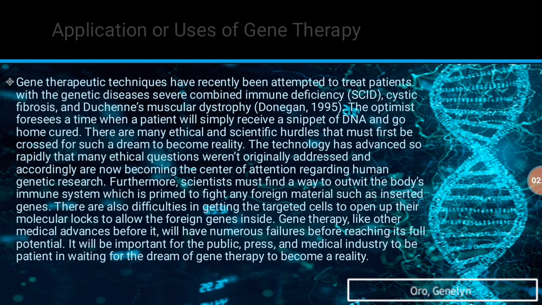There are also difficulties in getting the targeted cells to open up their molecular locks to allow the foreign genes inside. Gene therapy, like other medical advances before it, will have numerous failures before reaching its full potential. It will be important for the public, press, and medical industry to be patient in waiting for the dream of gene therapy to become a reality. So, as I've said, gene therapy is really a long process.